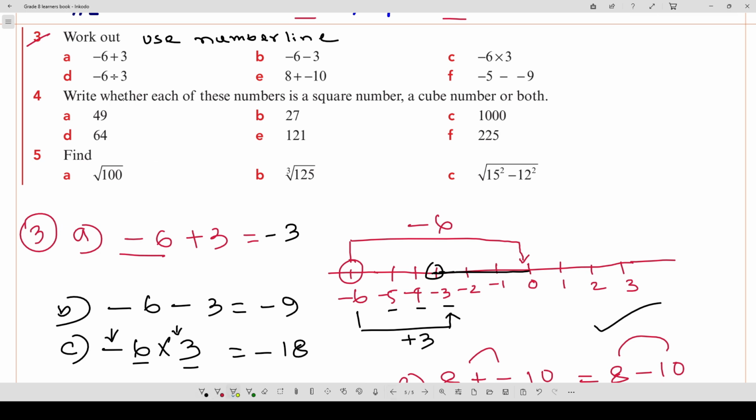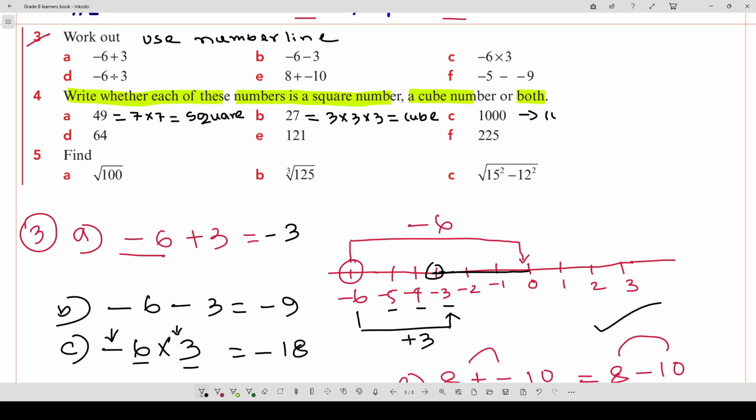Number 4, write whether each of these numbers is a square number, a cube number, or both. So first, here is number A, 49. 49, we can write 7 times 7. It means this is a square, right? Next, this 27, we can write 3 times 3 times 3. It means this is a cube, right?